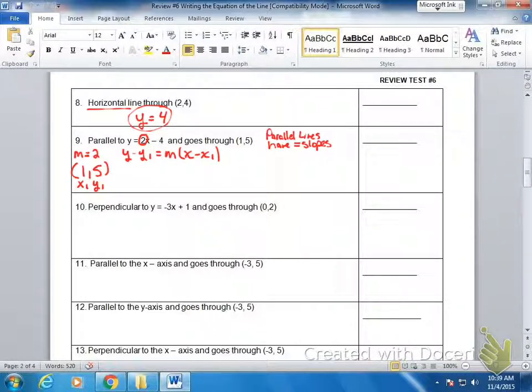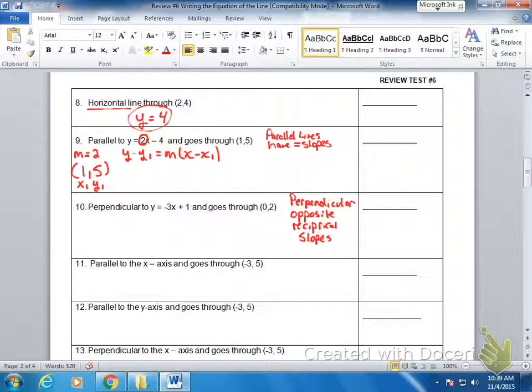Perpendicular, a little bit more difficult. I'm going to write this over to the side. If you have perpendicular, then your slopes, you have opposite reciprocal slopes. Now remember, opposite refers to the sign in front of it. If it was negative, we make it positive. If it's positive, we take it and make it negative. Reciprocal would be to flip your fraction.